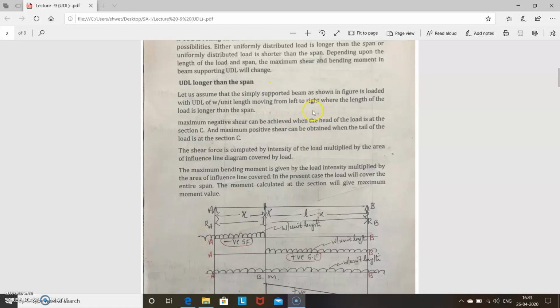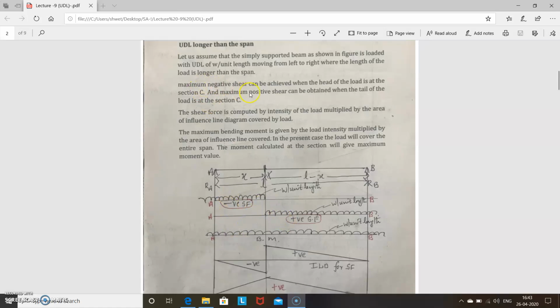In the case of negative shear force, when the head of the load is at the section, you have to start the load from the section. The head of the load is at the section, so it covers whatever length from here; that is the negative shear force. Next you have to consider positive shear force. Positive shear can be obtained when the tail of the load is at the section. So you have to start from the tail; when the tail of the load is at the section, that is the positive shear force.